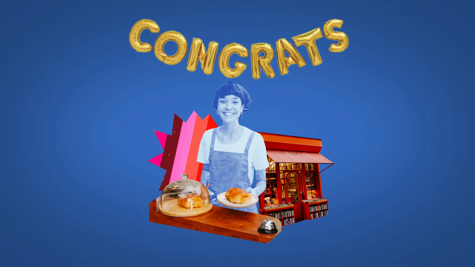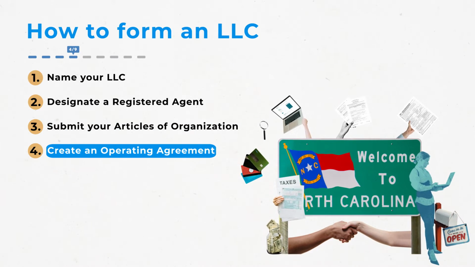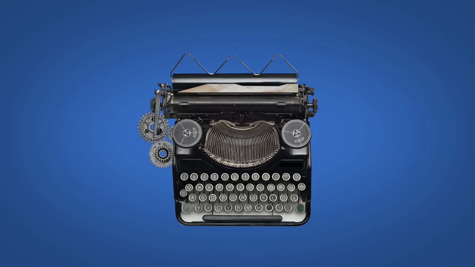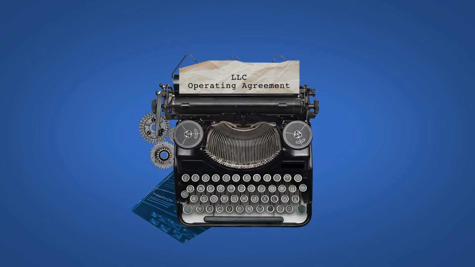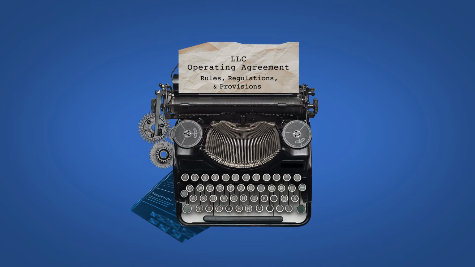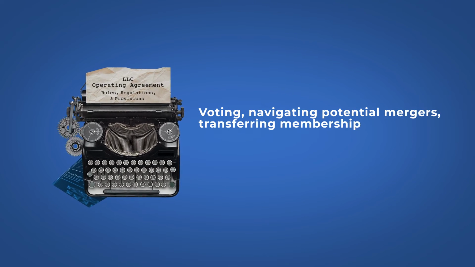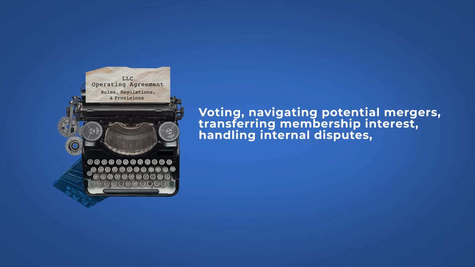Once your articles of organization have been approved by the North Carolina Secretary of State, you officially have your new LLC. What's next? Step 4, creating an operating agreement for your LLC. Your LLC's operating agreement provides all the details for how your LLC will function and contains the rules, regulations, and provisions for voting, navigating potential mergers, transferring membership interest, handling internal disputes, and much more.